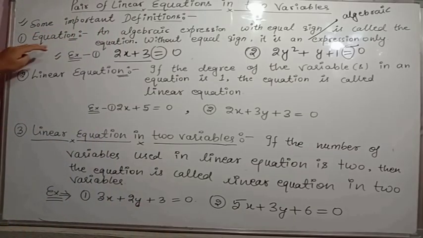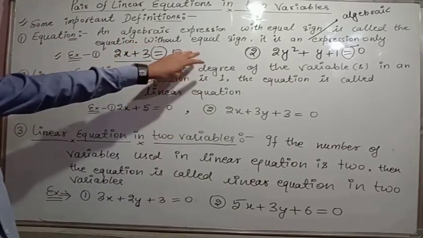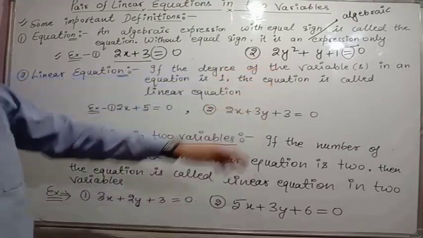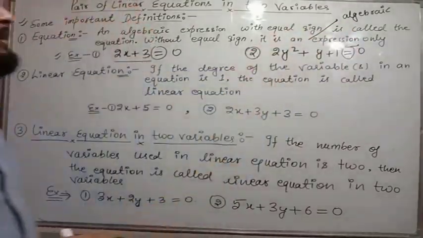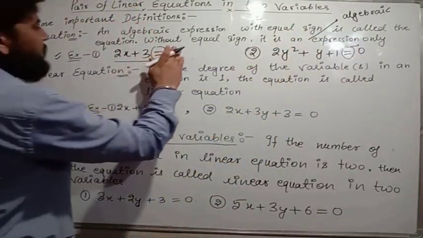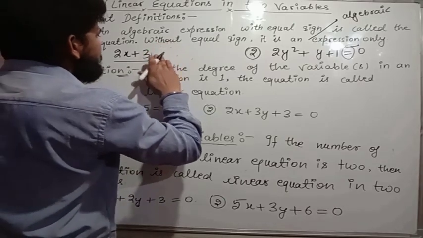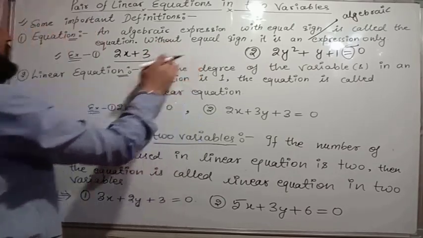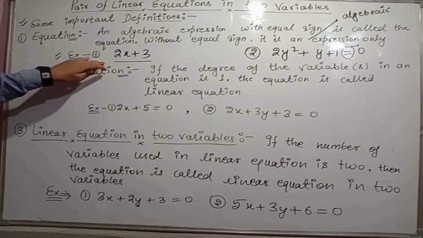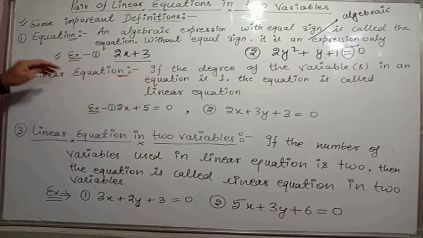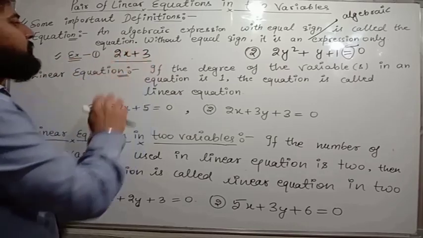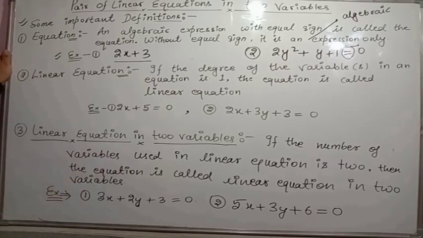If there is no equal sign, it is an algebraic expression only. Like if I remove the equal sign from here, now this is not an equation, this is an algebraic expression only, or we can say this is a polynomial. Got it? The second definition is linear equation.